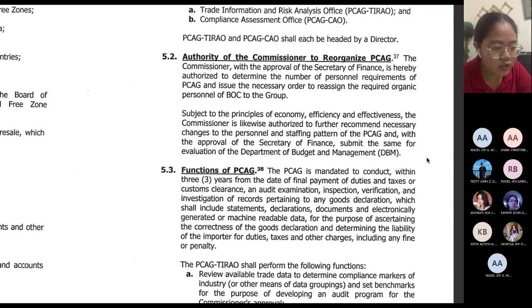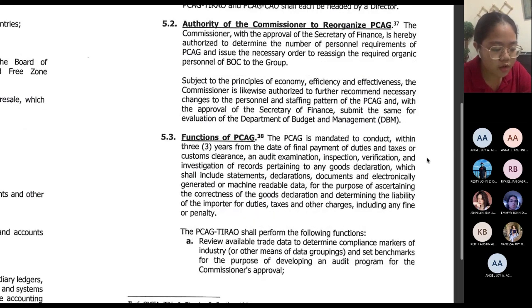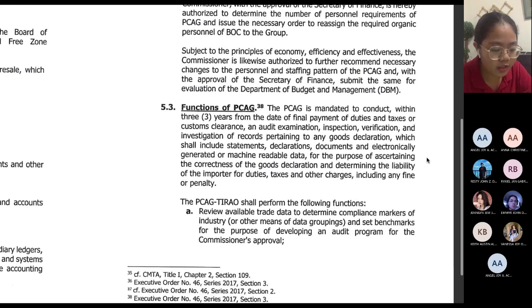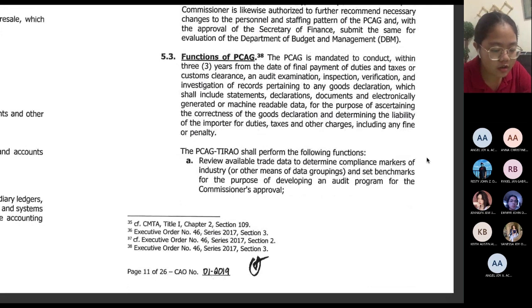The Post-Clearance Audit Group, Trade Information and Risk Analysis Office shall perform the following functions. Letter A. Review available trade data to determine compliance markers of industry or other means of data groupings and set benchmarks for the purpose of developing an audit program for the Commissioner's approval.